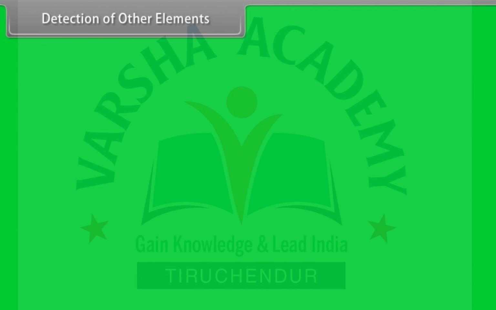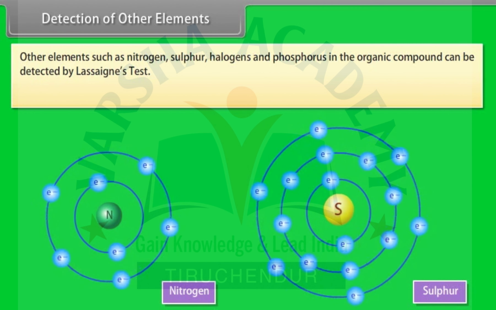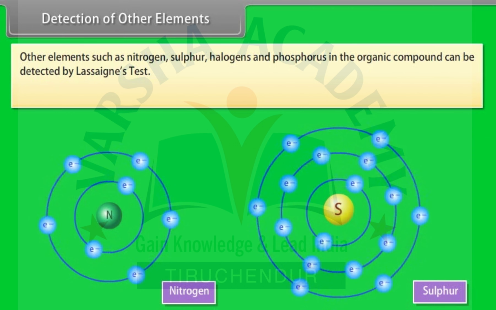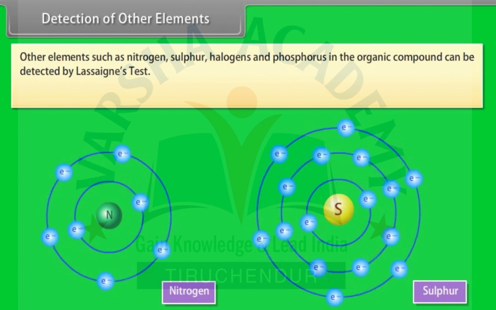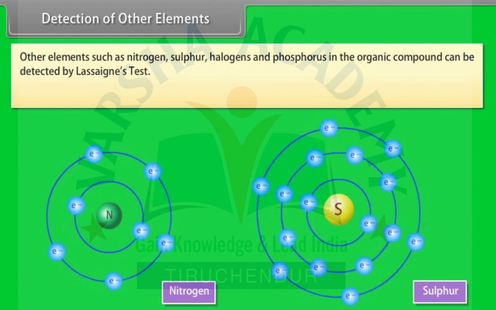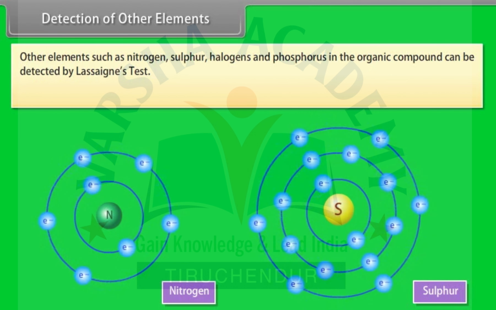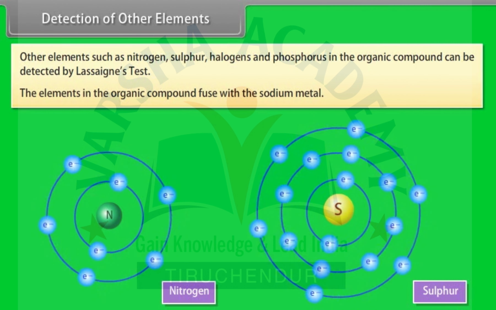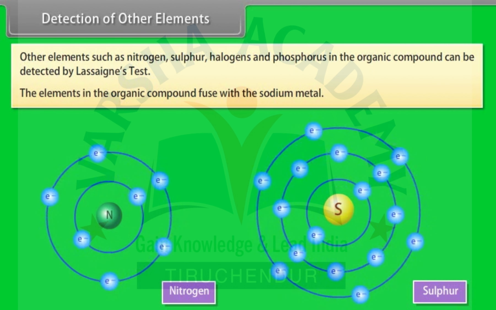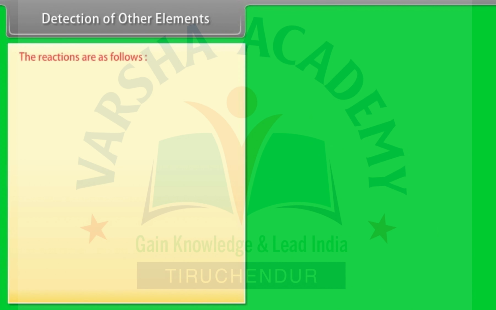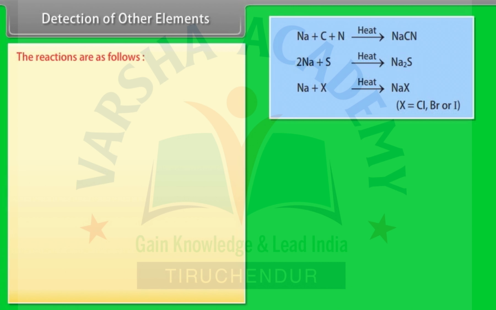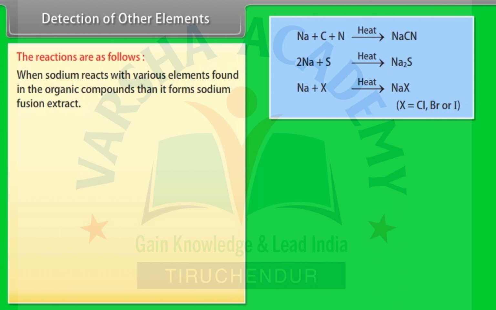Detection of other elements. Other elements such as nitrogen, sulfur, halogens and phosphorus in the organic compound can be detected by Lassaigne's test. The elements in the organic compound fuse with sodium metal. The reactions are as follows. When sodium reacts with various elements found in the organic compound, it forms sodium fusion extract.